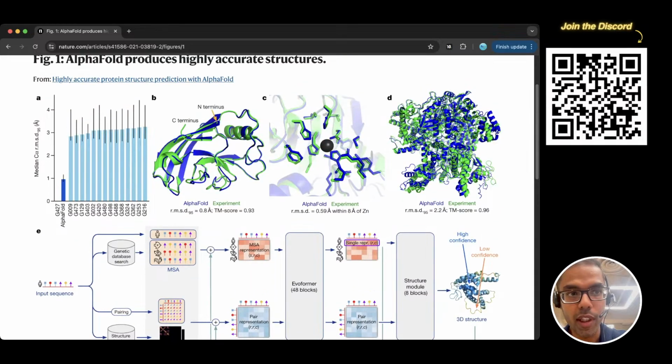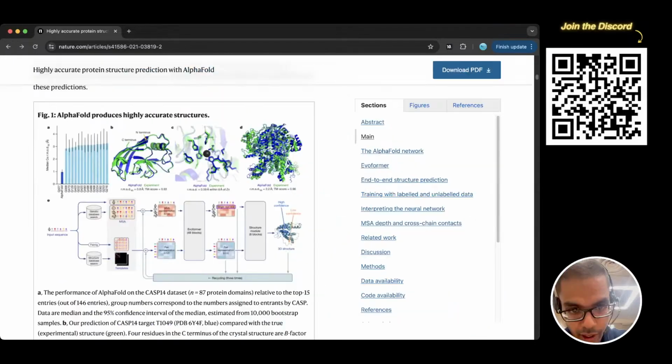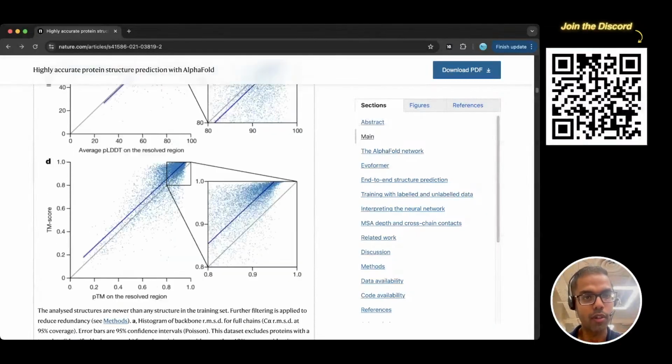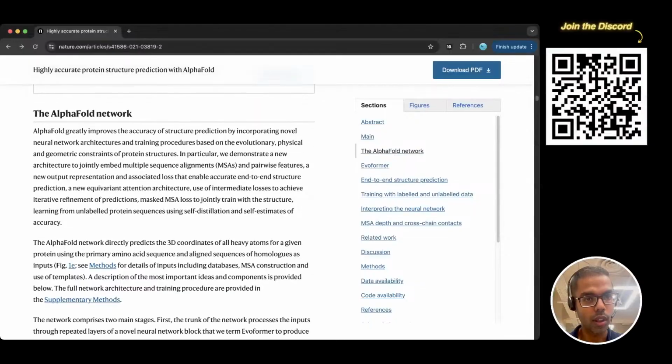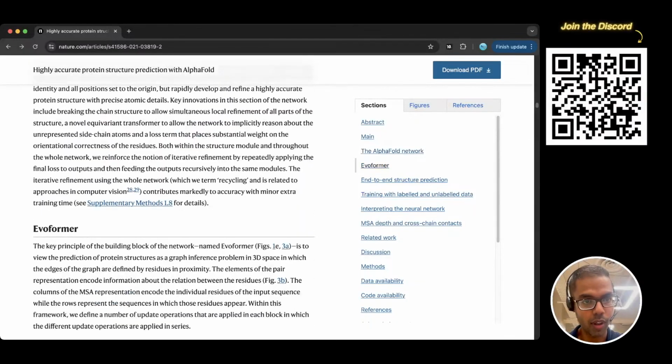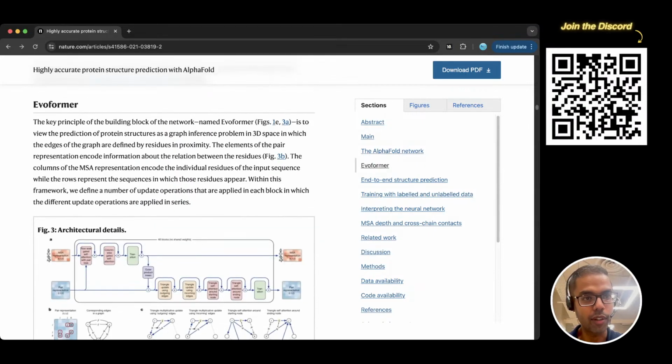That's how it gets the positioning, and then it keeps sending it back through the network multiple passes to keep iteratively improving on its prediction over time. Okay, so today we went through all this in the last live stream, and finally we get to the Evoformer, right?